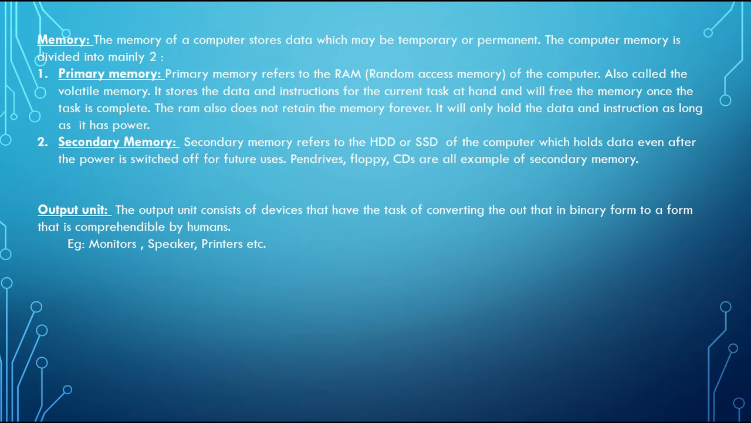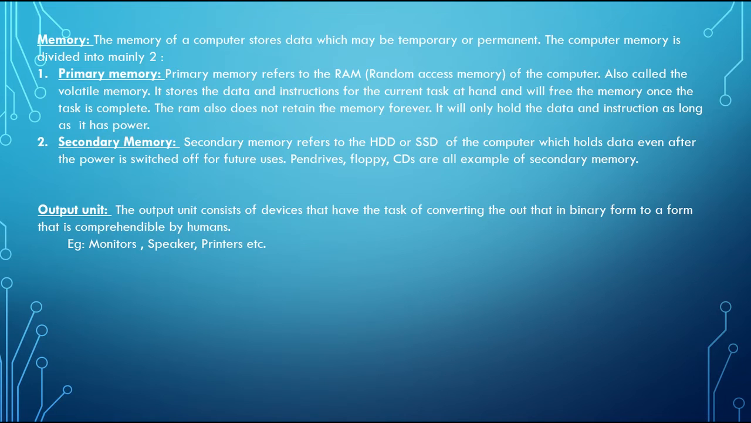The first one is the primary memory. Primary memory refers to the RAM, which is random access memory. This is a form of volatile memory. It stores the data and instructions for the current task. It does not hold any data that is permanent, and as soon as you cut the supply to the RAM module, the data is lost.